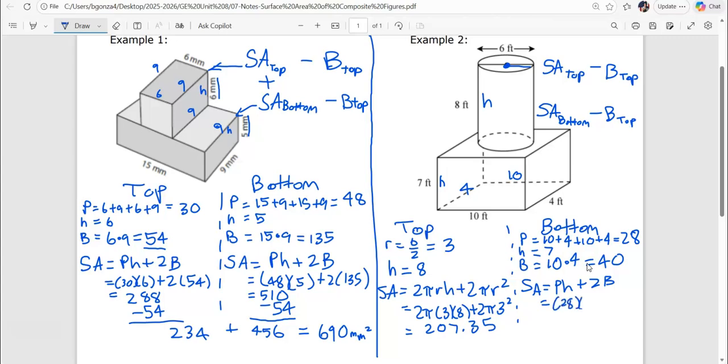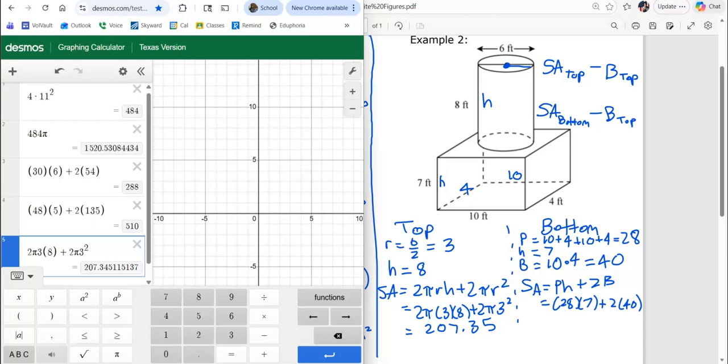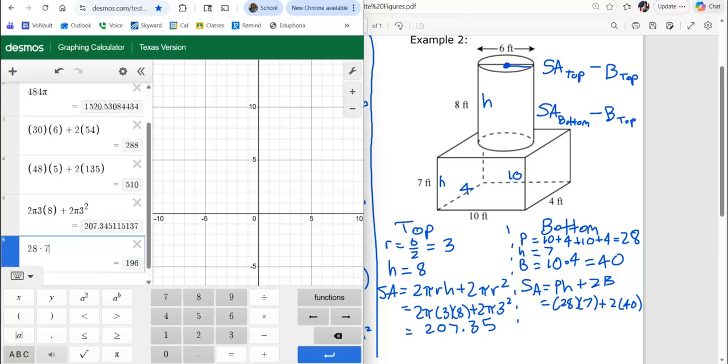28 times 7. At least it wasn't a cough. What? Jinx. You got jinxed.